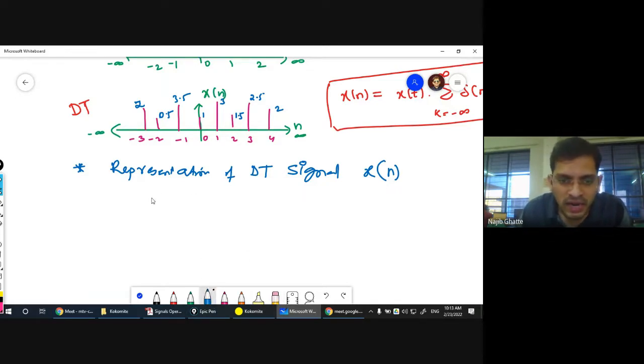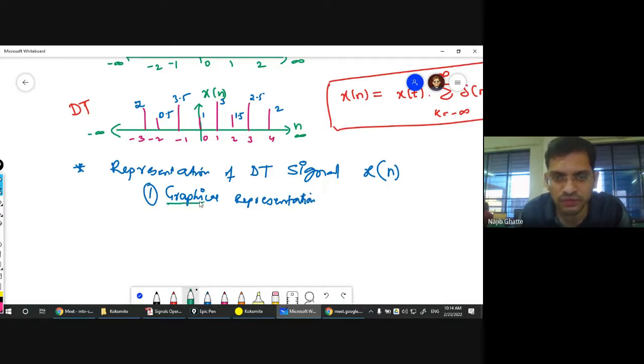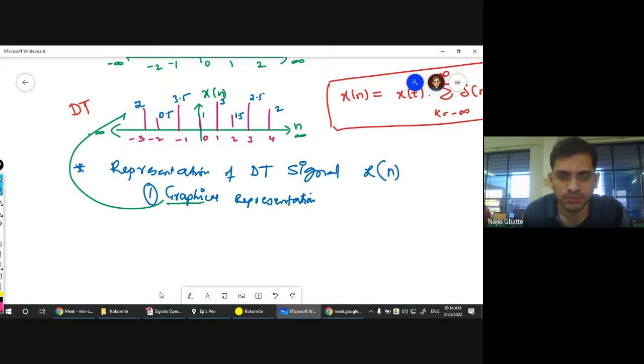Now, there are multiple ways of representing a signal. The first way is the graphical representation. What is the meaning of graphical representation? The name itself suggests it's a graph in front of you. I am denoting an entire signal by means of a graph. That's what we call a graphical representation. I hope the things are clear to you.